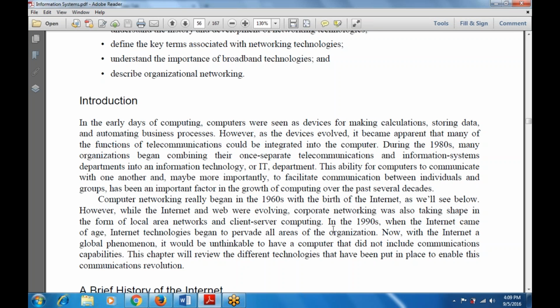In the 1990s, when the internet came of age, internet technologies began to pervade all areas of the organization. The internet became a global phenomenon, including communication capabilities. This chapter will review the different technologies put in place to enable communication, and the various terms used in networking.